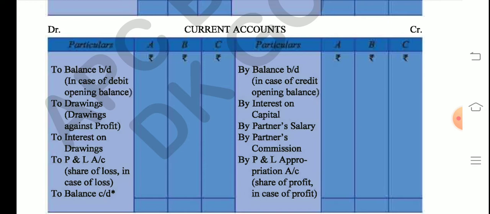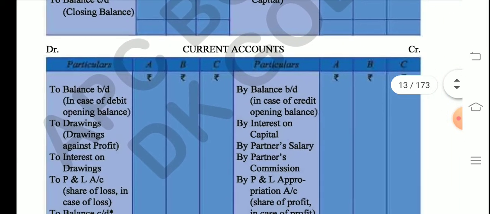But suppose any partner has a negative balance, then we will start that partner's capital account from the debit side. So it will totally depend on the question. Drawings means whatever drawings the partners have made, and we'll charge them interest in the next item, and then we'll balance these accounts and write to balance CD. Similarly, the accounts balance. So this is the fixed capital account.